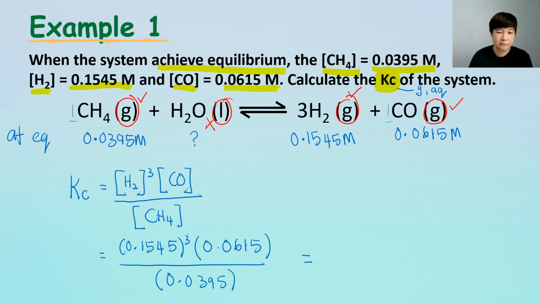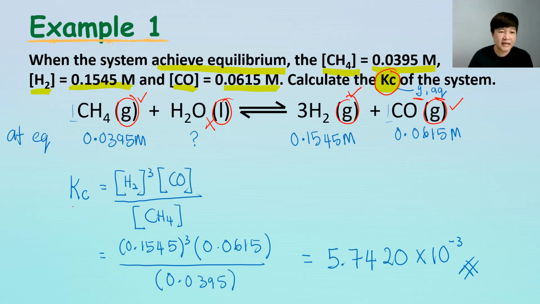Be careful with the power 3 over here. Make sure you press your calculator correctly. When you press your calculator, you will get 5.7420 times 10 to the power of negative 3 as your Kc answer. Kind reminder, since the question is asking for Kc, make sure you only take count of gas and aqueous first.